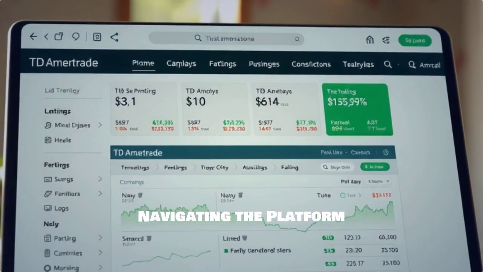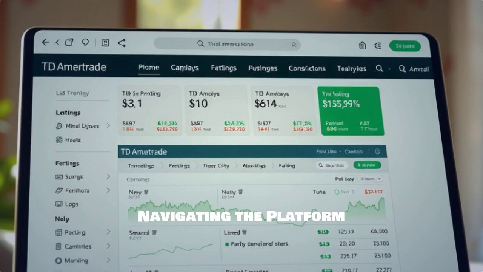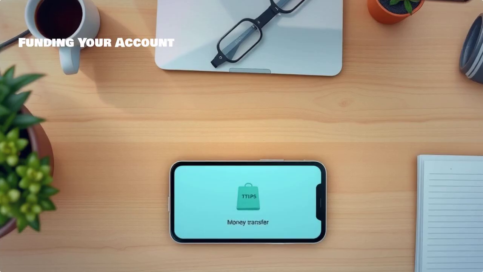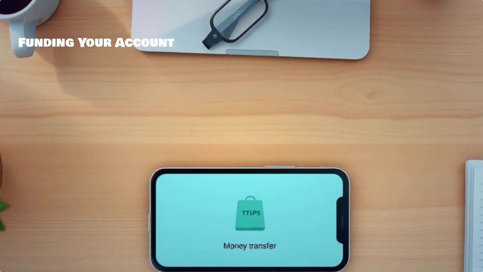Now, here's a brief tour of the TD Ameritrade user interface, showcasing its key sections to help you navigate with ease. Next, let's fund your account. Here's how to deposit funds so you can start trading effectively.